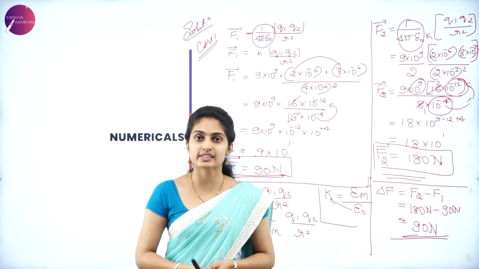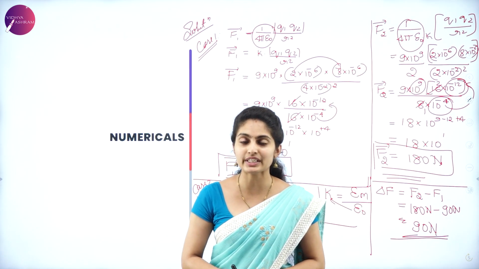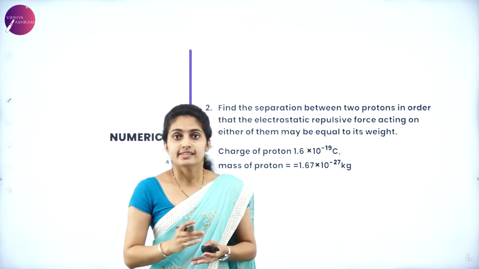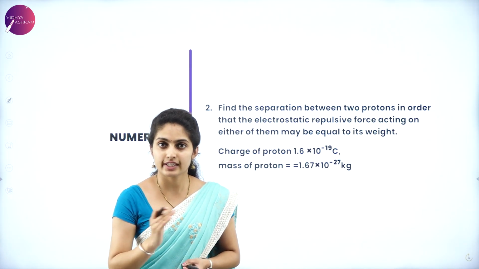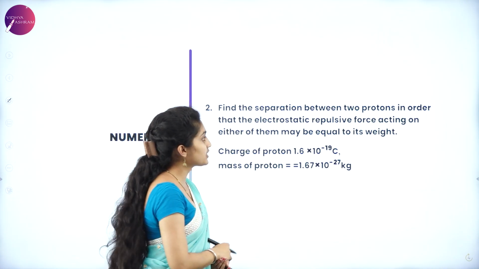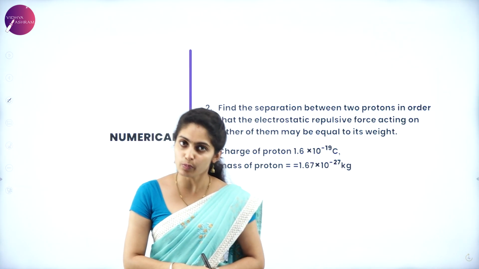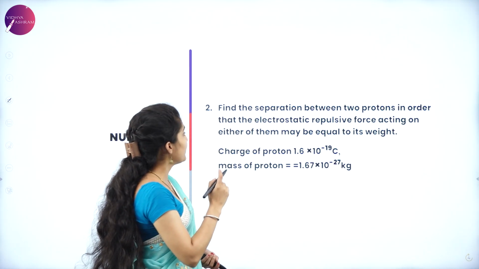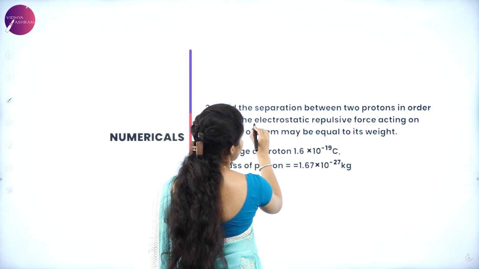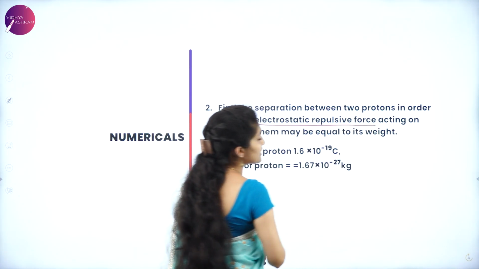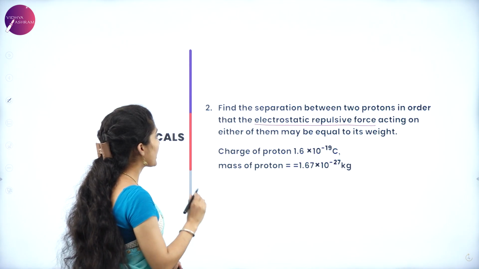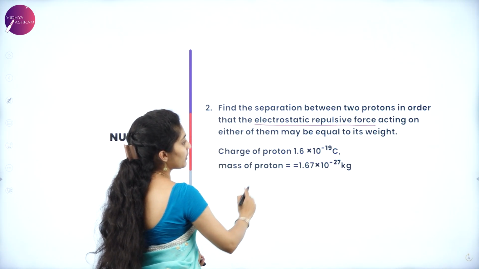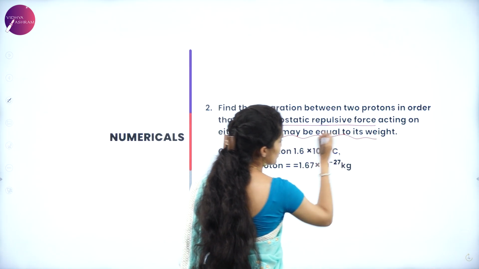Now moving on to the second question. So let us read what the second question is. The second question is: find the separation between two protons in order that the electrostatic repulsive force which is acting on either of them will be equal to its weight.